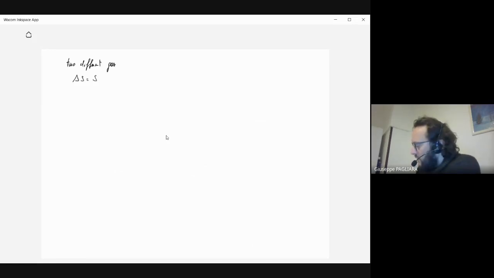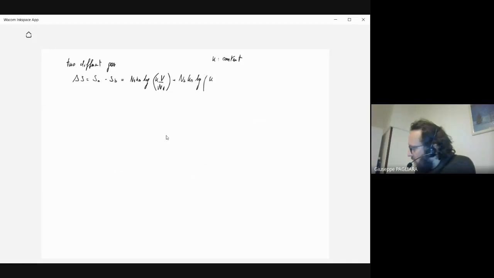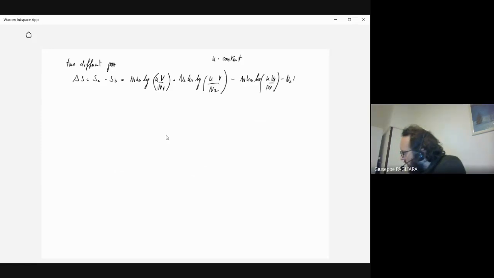The delta S, which is equal to S after minus S before, is equal to n1 kB logarithm of, in the final state, you have V divided by n1 times a certain constant k, where k is a constant, plus n2 kB logarithm of kV divided by n2, minus n1 kB logarithm of k V1 divided by n1, minus n2 kB logarithm of k V2 divided by n2.